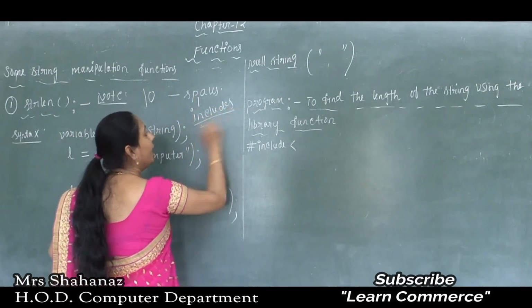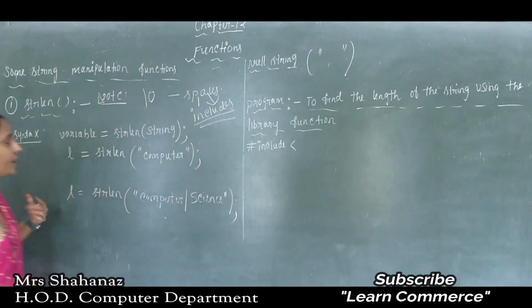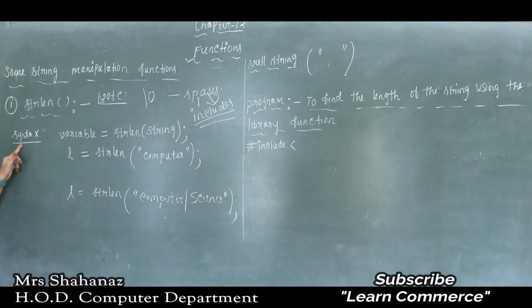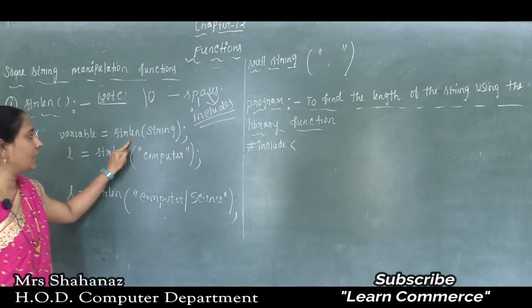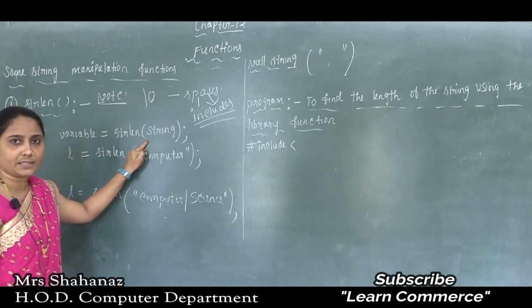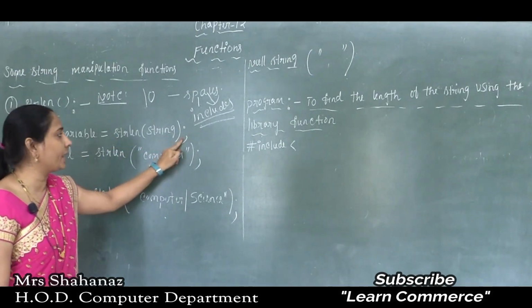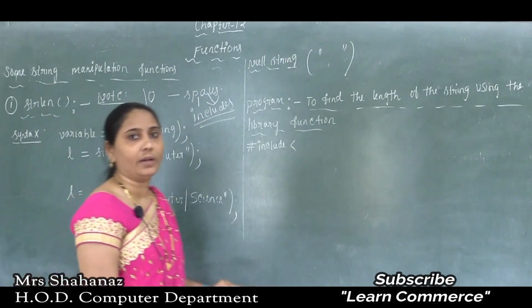Clear this point here? Now let's see one example about this. Before writing any example, the syntax of how to write the strlen function. The syntax is: variable is equal to strlen, opening parenthesis, string, closing parenthesis, and semicolon. Clear this point here?